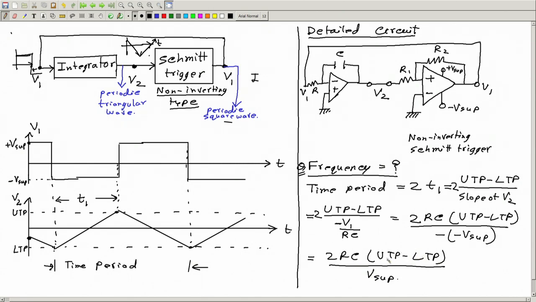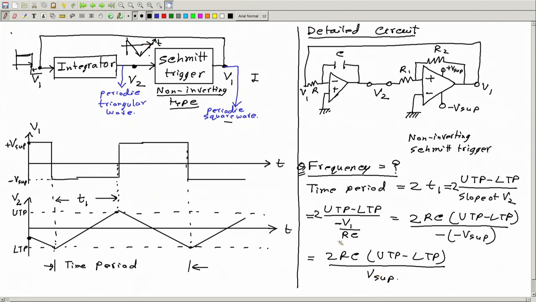if this hysteresis gap increases, will the time period increase? Definitely, because V2 has to travel more. Is it inversely proportional to V supply? Yes, it is also correct, because if I have a higher value of V supply, that means higher saturation voltages, then the rate of change of V2 will increase and the time period therefore will decrease.